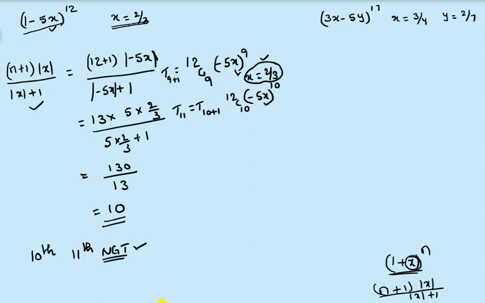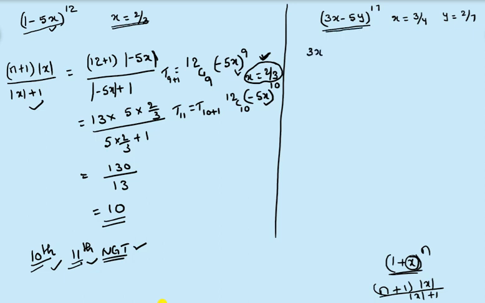So from this information we are able to say which terms are numerically greatest terms. After finding which term is numerically greatest term, this is the way for finding the numerically greatest value, right? Now this is another question: (3x - 5y) whole to the power of 17.